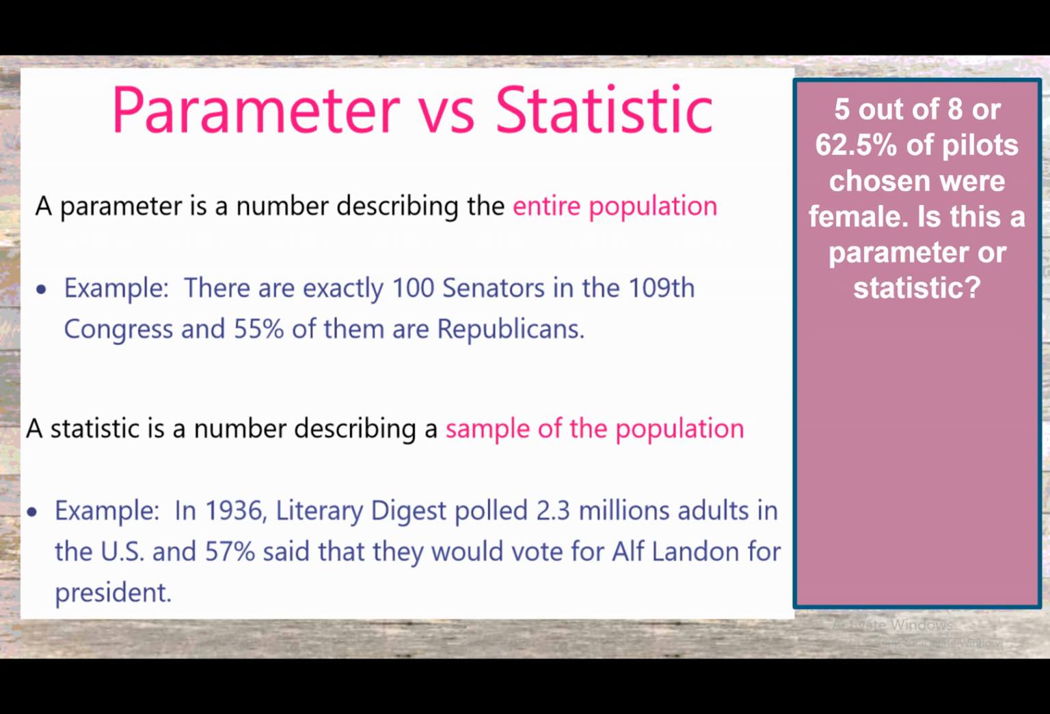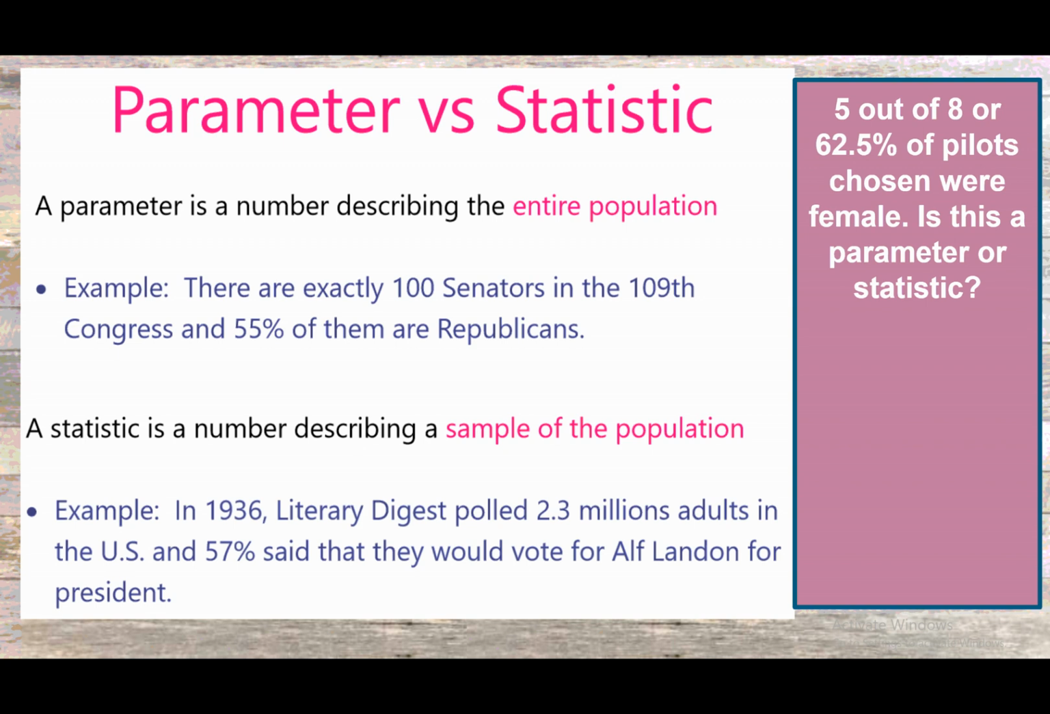Then statistic, down here, we again have a percentage. It says in 1936, Literary Digest polled 2.3 million adults in the U.S. 57% said they would vote for Alf Landon for president. So we have a number, but this time it's not describing everyone. It's only describing the people that were polled, the 2.3 million. So 2.3 million adults here is a sample. What's the population? It doesn't tell us what the population is. You have to figure that out.